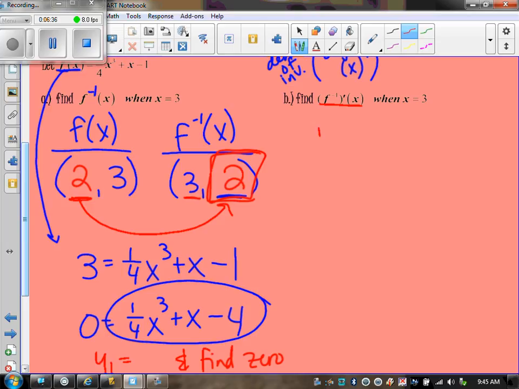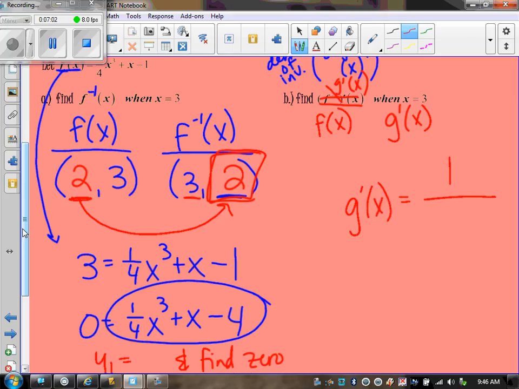inverse. So if I have f, I'm asking to find the derivative of f's inverse. Can I call it g? And I want to find the derivative of g. So that's what I want to do. Okay? So in order to find the derivative of g, let's go back to my formula. I have 1 over, if I want to find the derivative of g, I want the derivative of g's inverse, right?